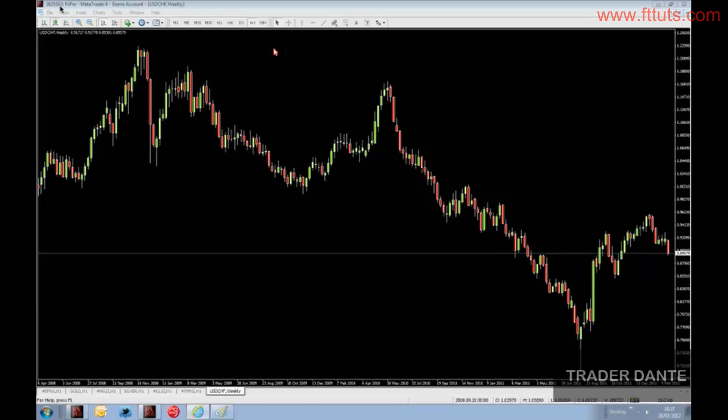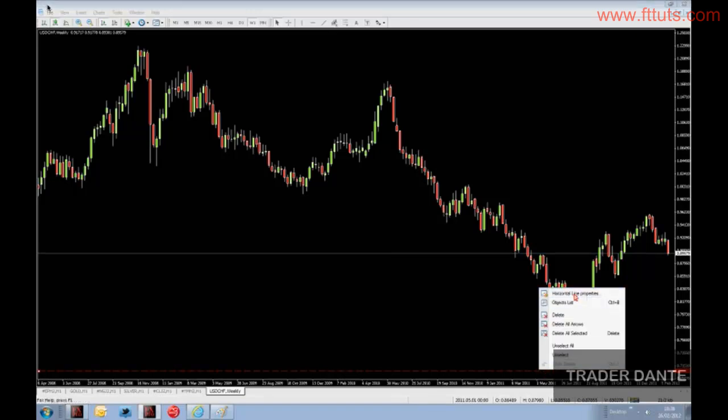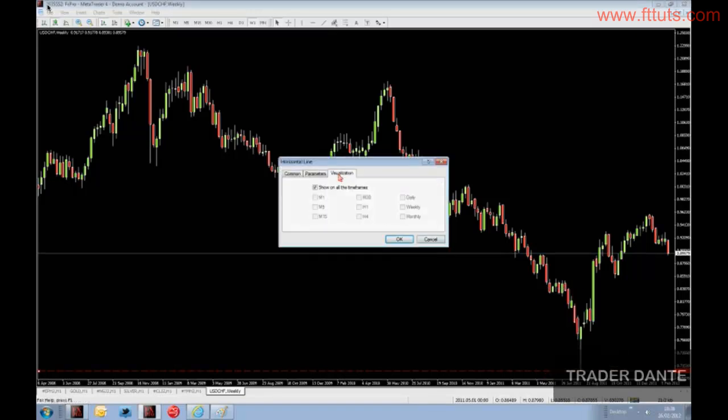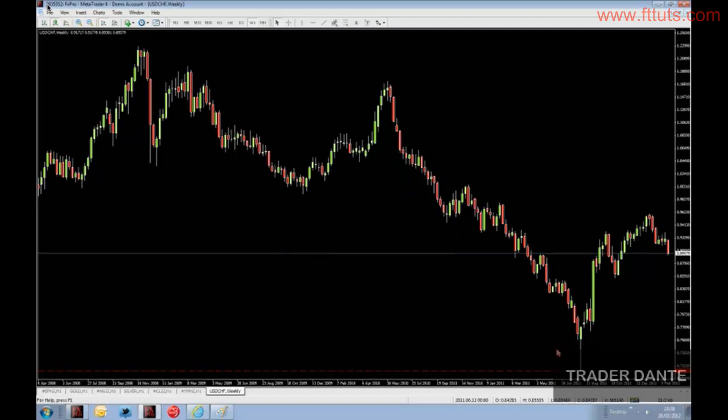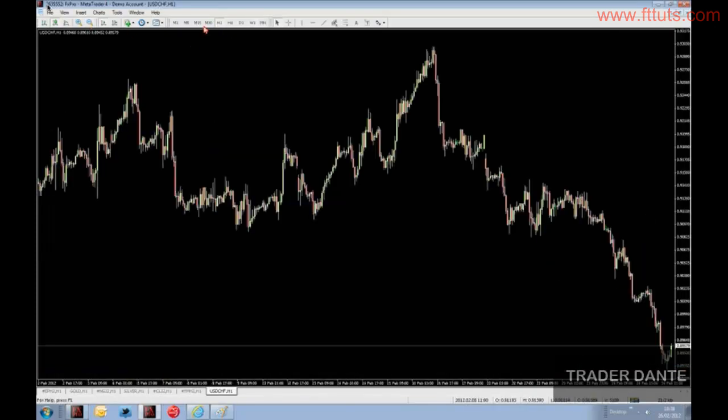Now, one of the things I do is when I draw a level on, let's just say I put a level here, and since I'm on a weekly chart, I'm going to mark this out in red. I right-click on the level, go to horizontal line properties, and make sure that on the visualization tab I untick show on all time frames and tick everything up to weekly. So I see that on all time frames below weekly, but not above. Now, where this gets important is, for example, when you put an hourly level on.